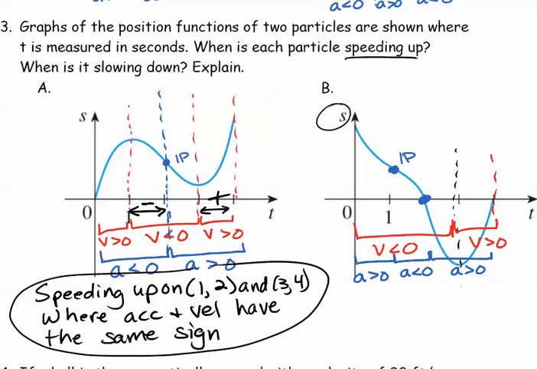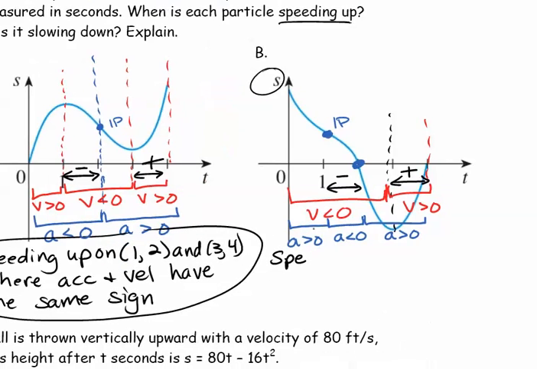So where do we have speeding up, when acceleration and velocity have the same sign? From 1 to 2, they appear to both be negative, and from 3 to 4, they appear to both be positive. So some simple practice here, but looking at the graph. Take your time when you're doing these to make sure that you don't make a mistake on a problem that could be so easy.